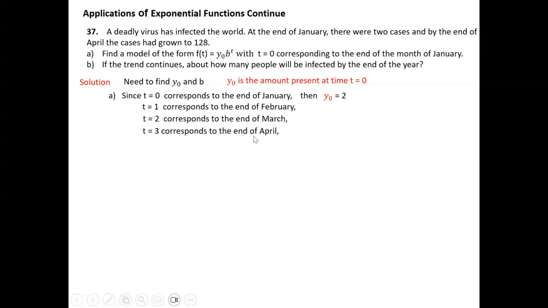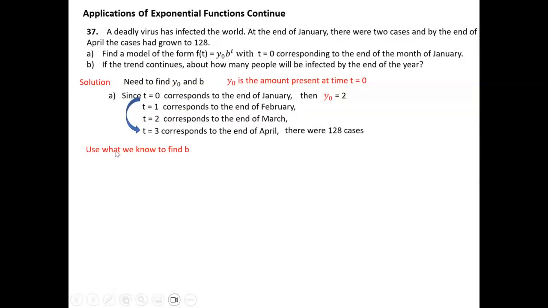So these are the points that we're going to be using, because according to the scenario, it says at the end of January there were 2 cases. By the end of April there were 128. So we're going to go from 0 to 3. In 3 months from the end of January, which was the end of April, there were 128 cases.